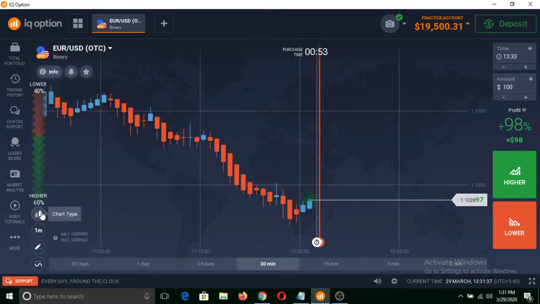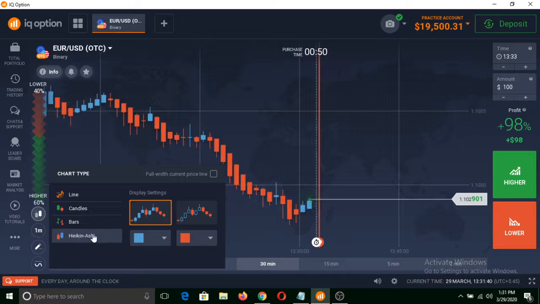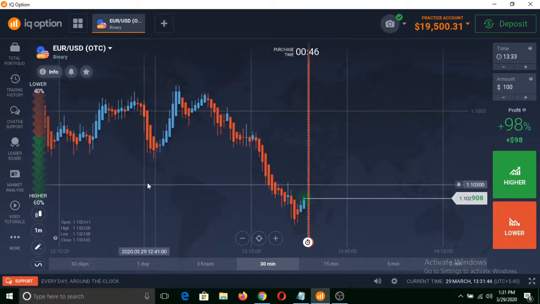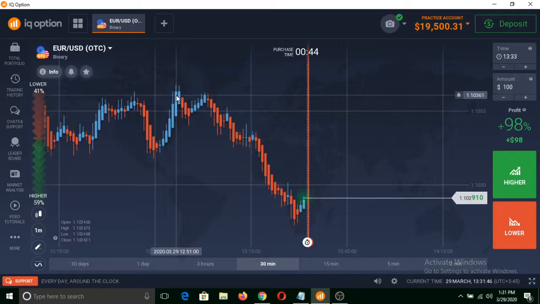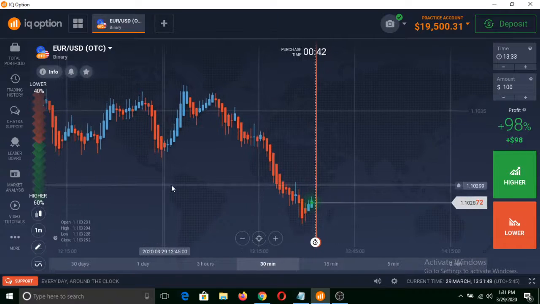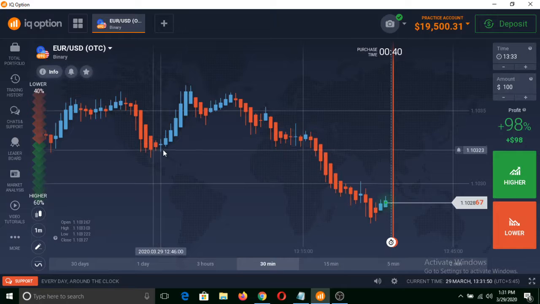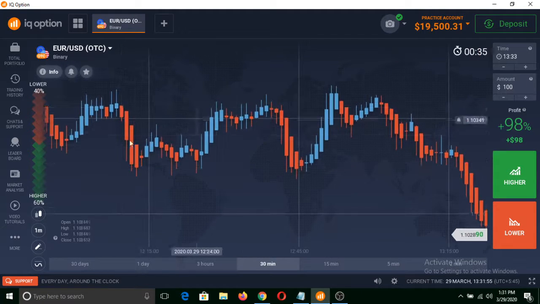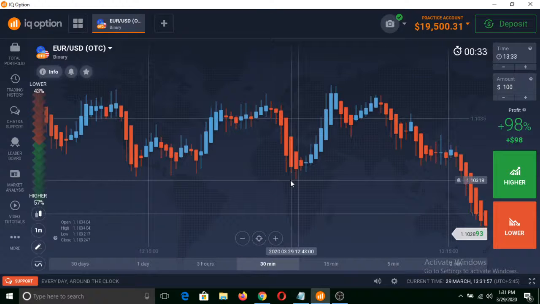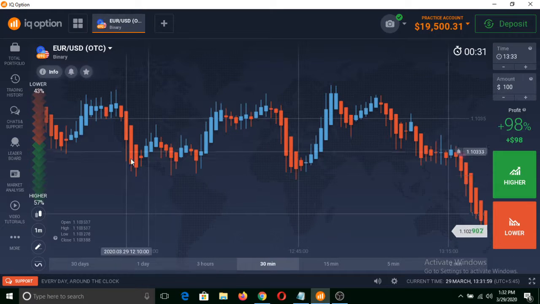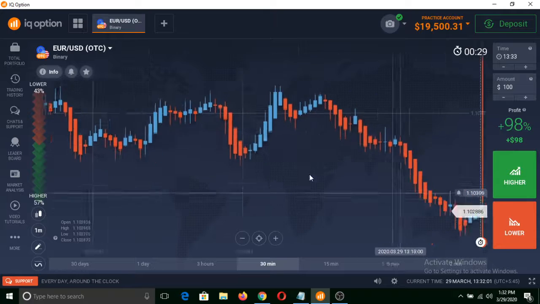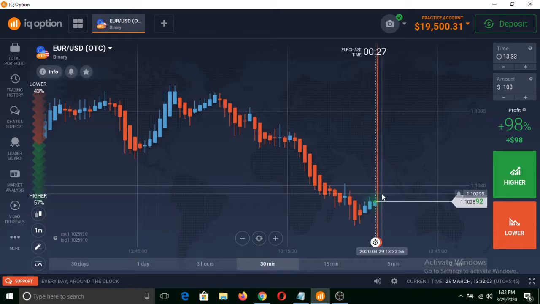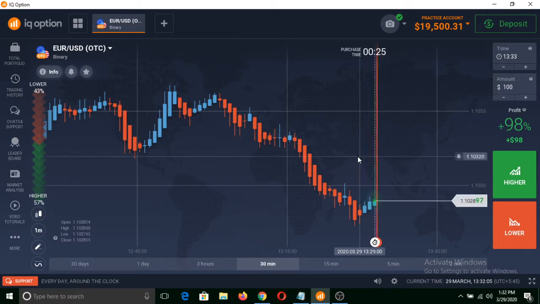So firstly you need to select the chart type. I will suggest you select a Heikin-Ashi chart type because it clearly shows us where the market is actually going. If the market is going up, then it will continuously make blue candles, as you can see, and if the market is going down, then it will continuously make red candles, and that will help us decide which way to make a trade in binary options.